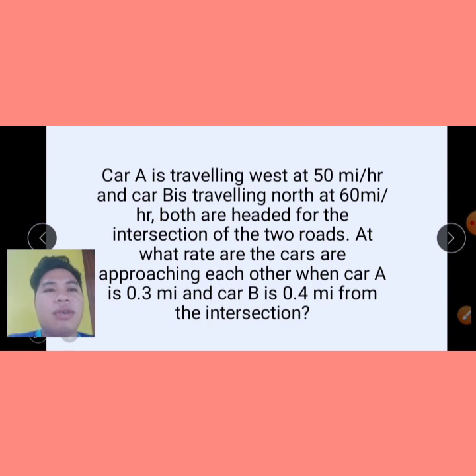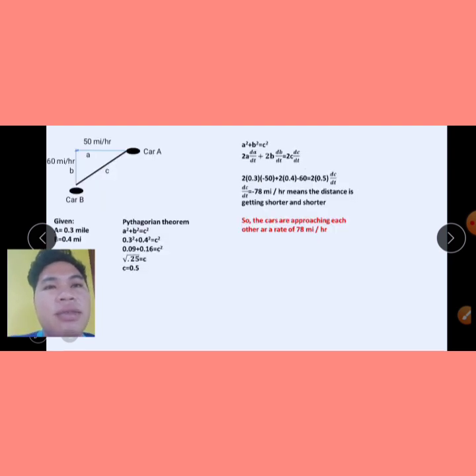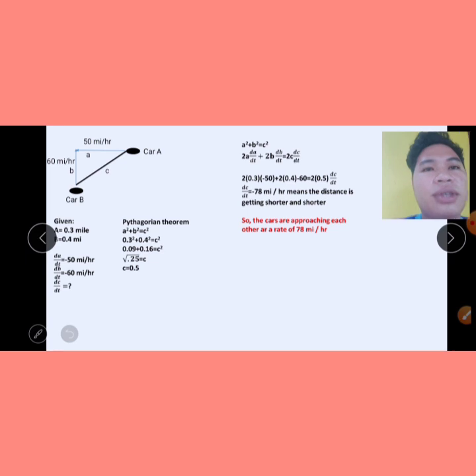from the intersection? So when dealing with related rates, you first need to understand the given problem, because by understanding it, you can think of the appropriate formula or method we are going to use. In this example, car A is traveling west at 50 miles per hour and car B is traveling north at 60 miles per hour. So you can use the Pythagorean theorem.